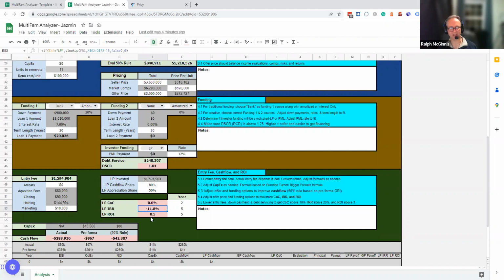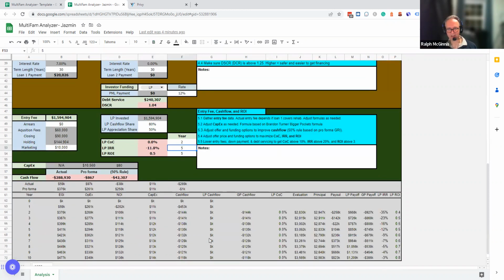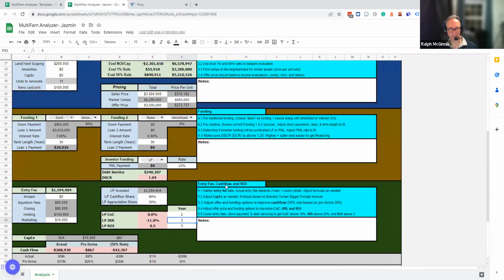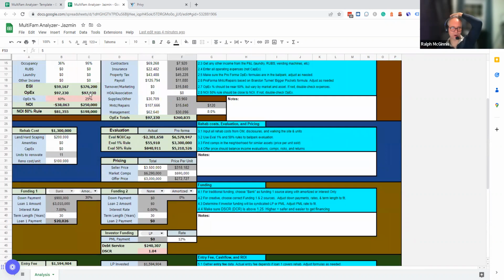It's showing a negative. The IRR is basically how long you hold in the project and what it's going to do for you annualized over the course of the time that you held it. So if you hold it for 5 years, you're looking at a negative IRR. It's negative all the way through. Basically, that's because right now our NOI is so small that we're losing money.